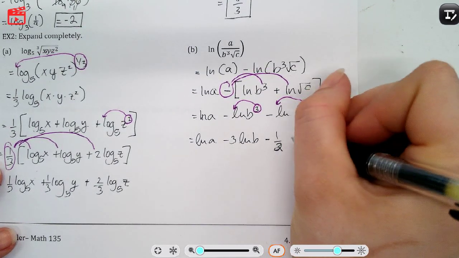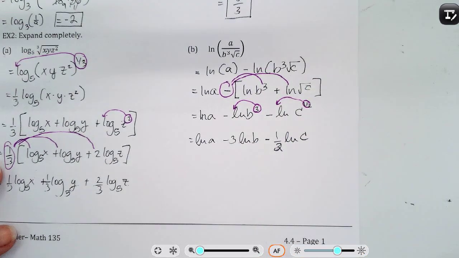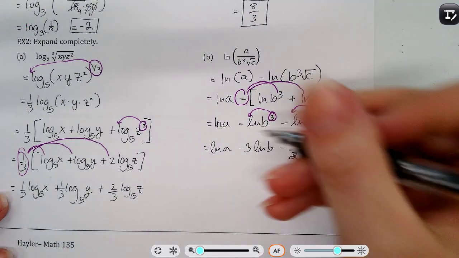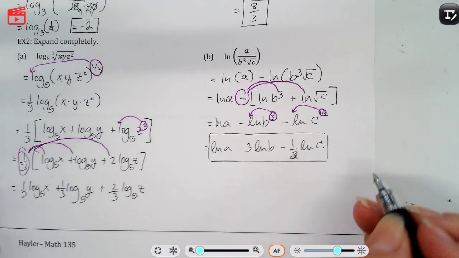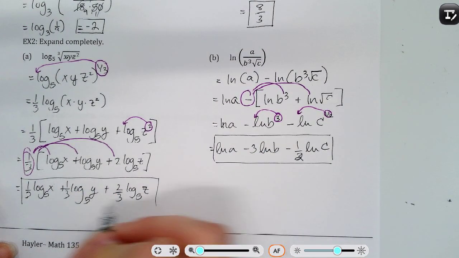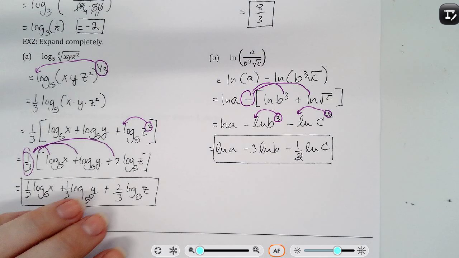Oops, that 3 just wants to come out for some reason. Okay, and there we go. Our checklist is done. Oh, and I forgot to box my other one, so I'm going to go ahead and box this one as well. All right. Okay, good.